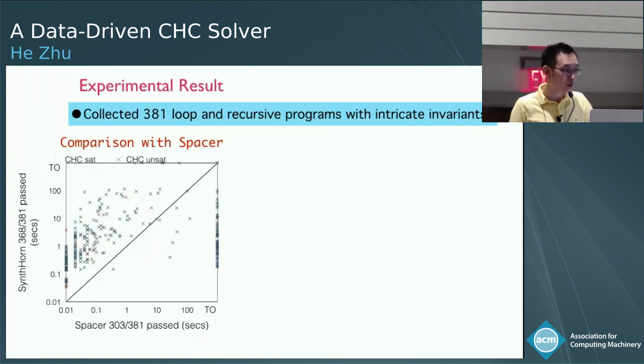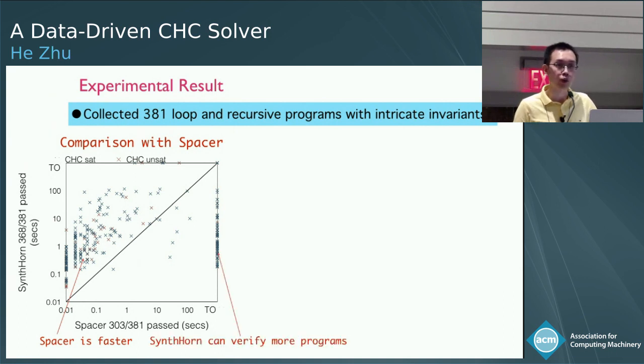We have implemented our approach and evaluated using 381 loop and recursive programs collected from the literature. They are all with very intricate invariants. We compared it with Spacer, which is a very popular CHC tool. We draw the execution times of our tool and Spacer pairwisely. The x-axis records the execution time of Spacer. The y-axis records the time of our tool. From the figure, we can find that Spacer is much faster, but our tool is able to verify more programs.